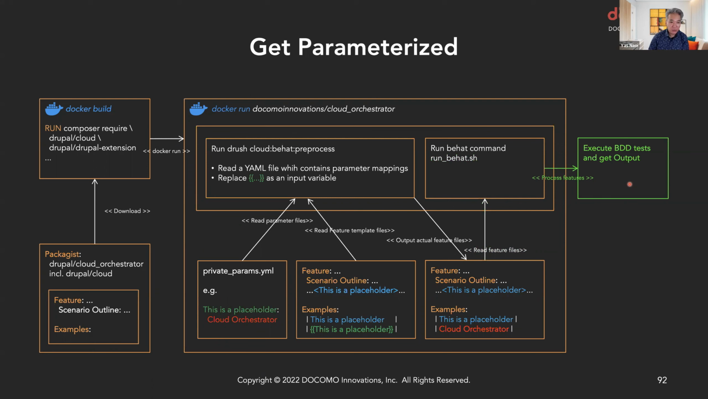So basically, we prepare two files: a YAML file and a Twig template for scenario outline files. Then our Drush command will automatically generate the actual feature file for Behat for the test scenario by synthesizing the two files, the private files and the template files.